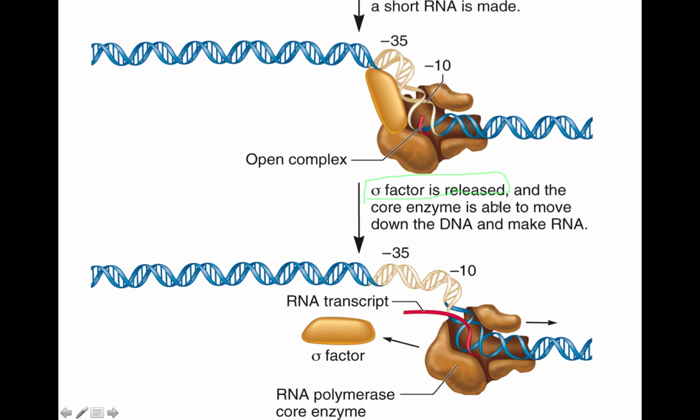So the core enzyme then is able to move down the DNA and make RNA. You have to release sigma factor in order to do that. And that process of releasing sigma factor and proceeding through to the elongation phase is called promoter escape.